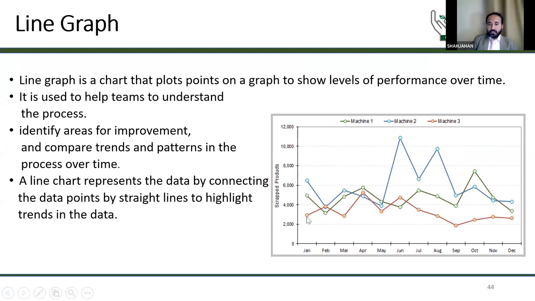If you see in January, machine number 3 has fewer scrap products. But in January, machine number 2 has more scrap products. And if you see machine 2 in May, too many scrap products are being produced. So it is very easy to analyze with this line graph where the problem is coming from and why. Then we will do the root cause analysis to find out why this machine has a problem at this point.